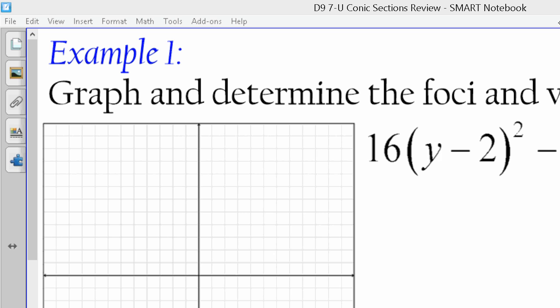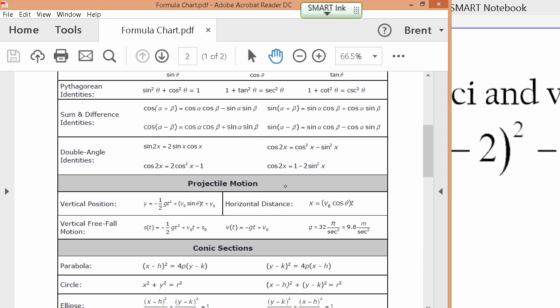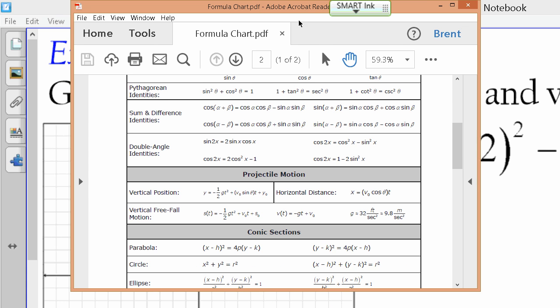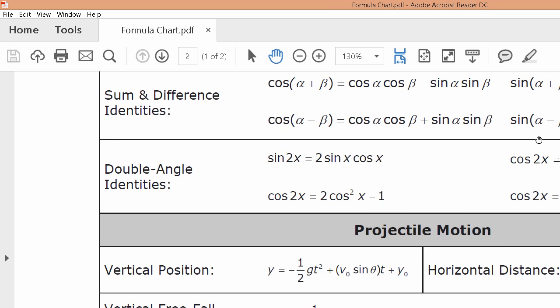Now, what I'm going to point out is, first off, to graph these in the calculator, the equation either needs to be in what's called general form, which just means where it's all x's and y's, no parentheses, no groupings, squared, or it needs to be in one of the forms that matches our formula chart. And I'm going to pull those up here.